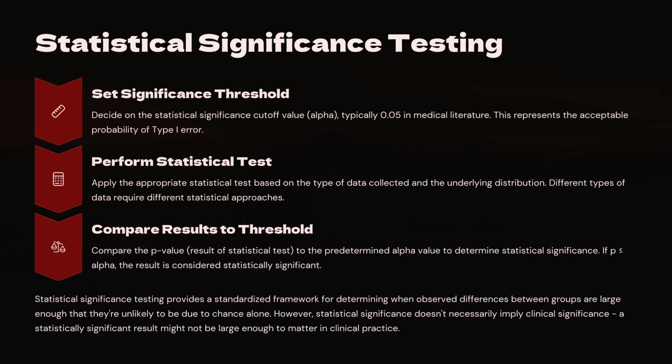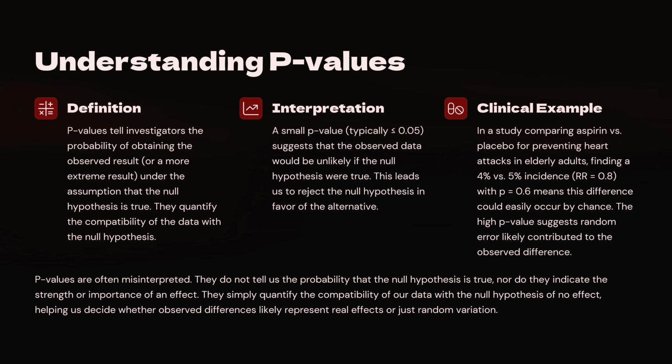Okay? What are these p-values? So p-values tell investigators the probability of obtaining the observed result, or a more extreme result, under the assumption that the null hypothesis is true. So they quantify the compatibility of the data with the null hypothesis. So a small value, typically less than that 0.05 alpha cutoff, suggests that the observed data would be unlikely if the null hypothesis were true. That's what it's testing.